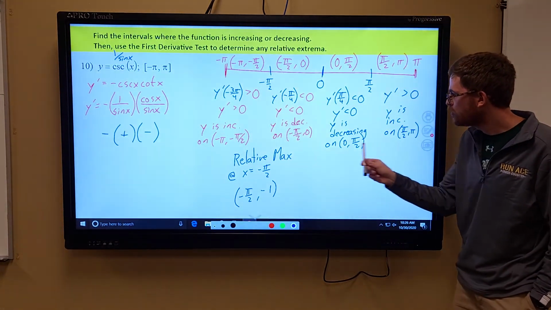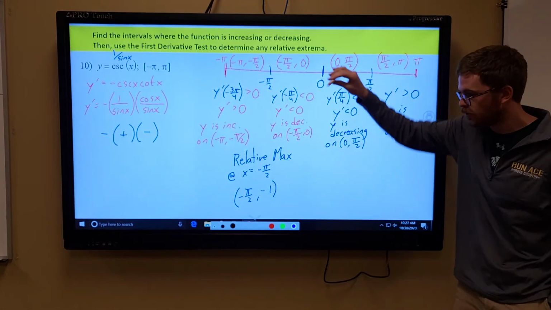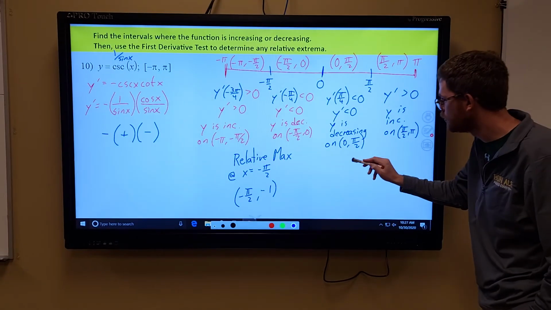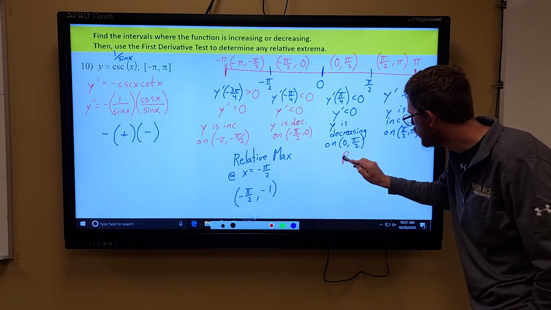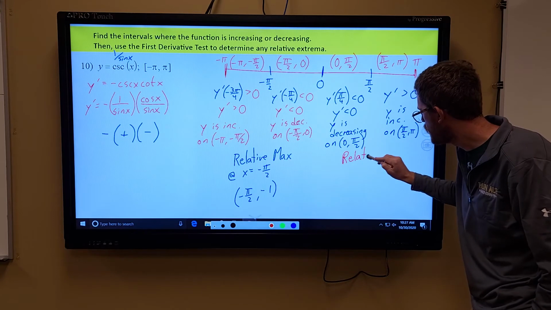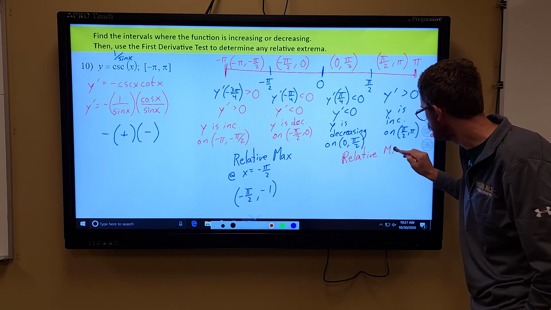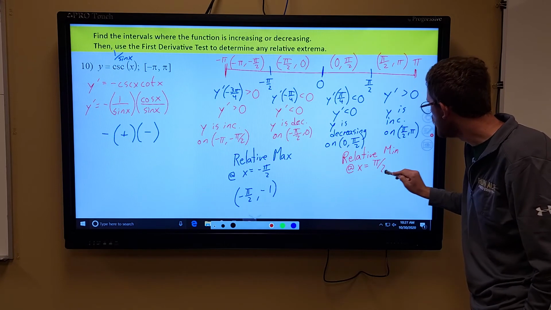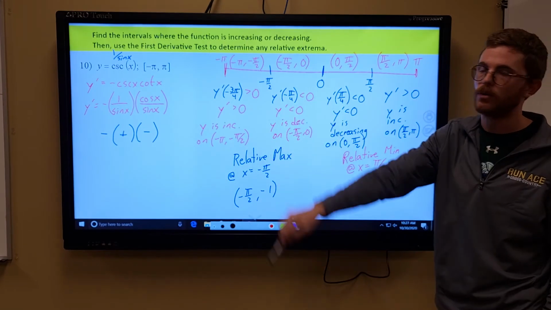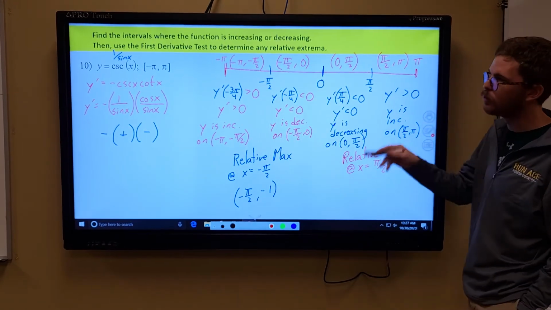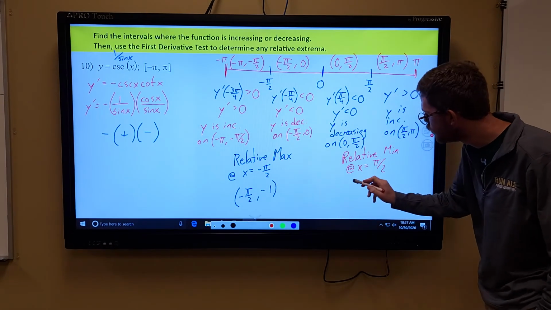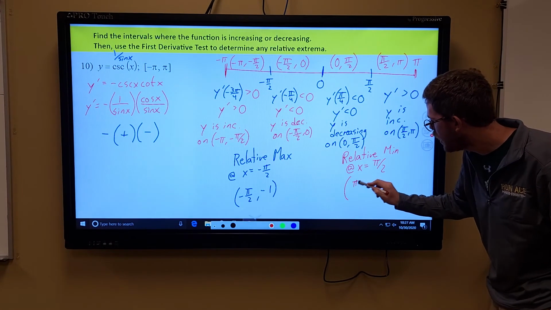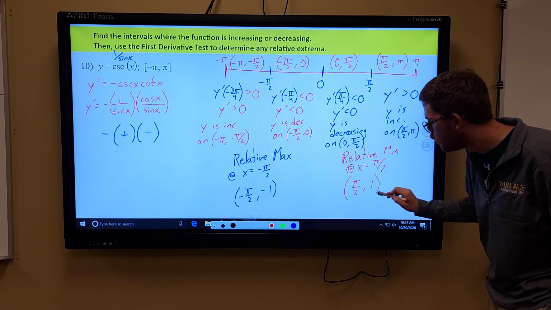Right here, I switched from decreasing to increasing. It was going down, it comes back up, so there's a relative minimum at this x value of pi over 2. If we take pi over 2 and plug it back into the original function, sine of pi over 2 is 1. 1 divided by 1 is a positive 1. So that point is pi over 2, comma, 1.